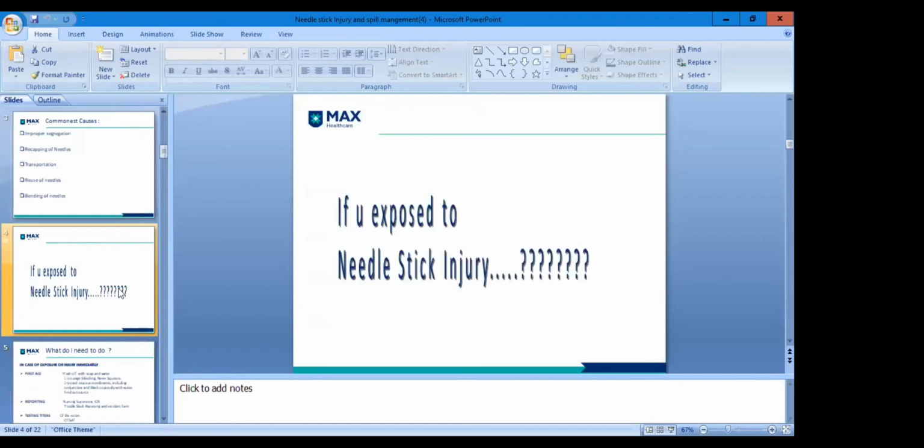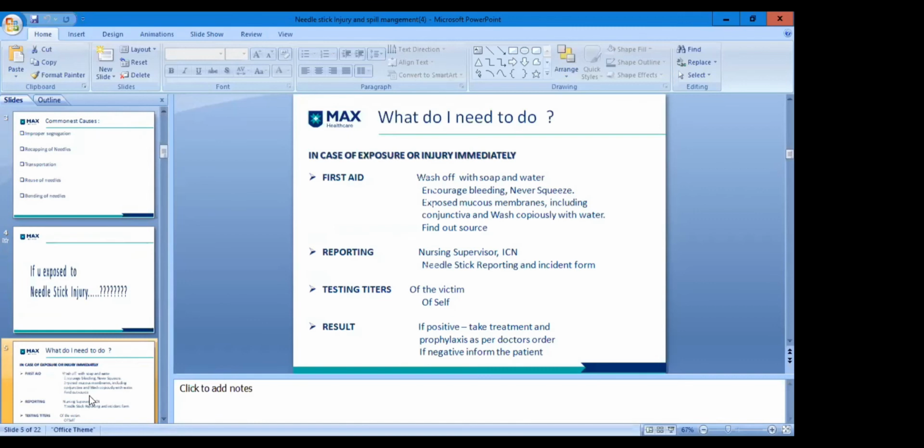But the more important question is, what happens if you get exposed to a needle stick injury, and what am I supposed to do? First, don't panic. We have to first wash with soap and water, encourage bleeding, never squeeze, and if mucous membranes including the conjunctiva are exposed, wash copiously with water, and find out the source of the needle. This is what we should always do. Always tell somebody that a needle stick injury has happened.